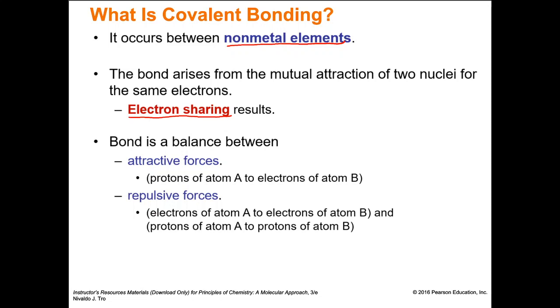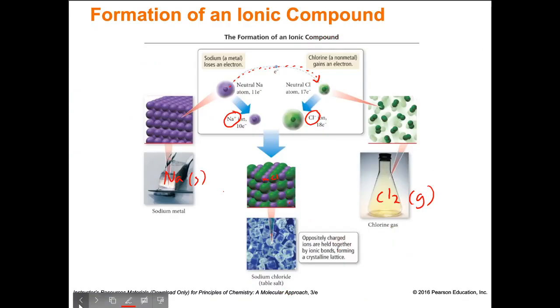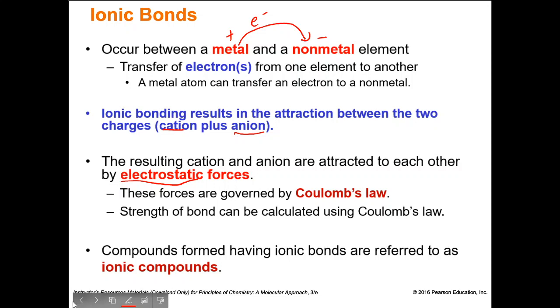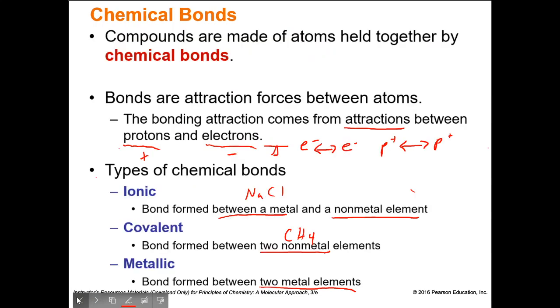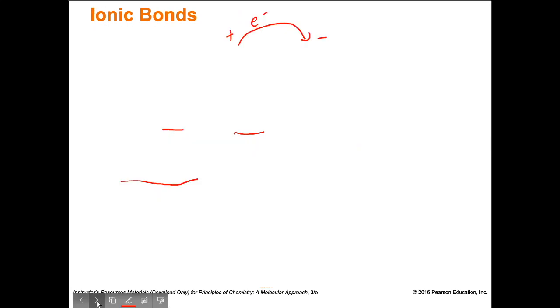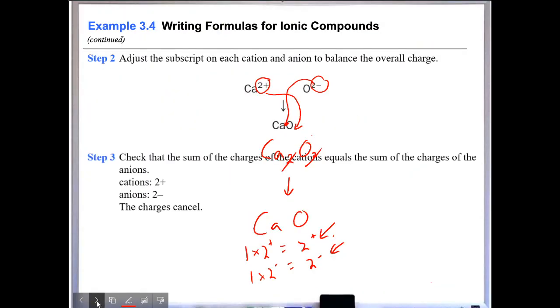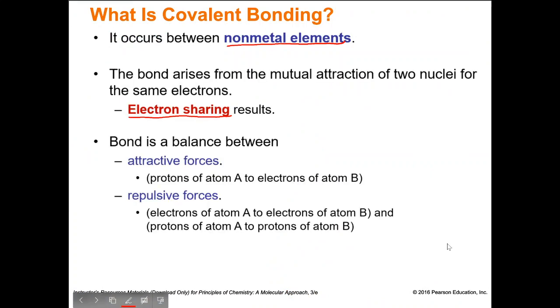When we're talking about ionic bonds, if we go back just a little bit, here I started talking about the balance. This is what we were talking about, chemical bonds. Remember we talked about it being attractions between protons and electrons. That's true. And then we started talking about the fact that it's actually a balancing act. So that's what we're getting into here. A bond is a balance between the attractive forces, protons from atom A to the electrons of atom B.